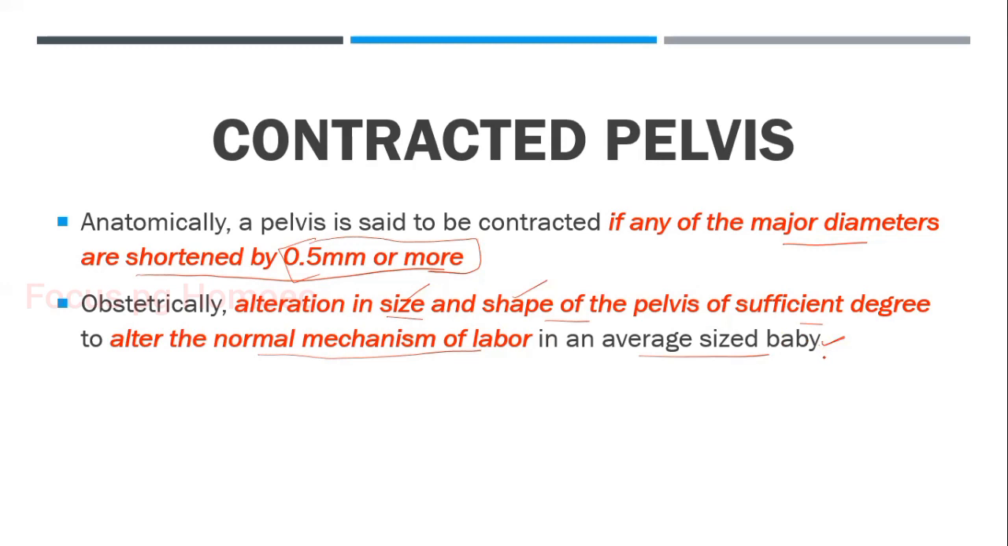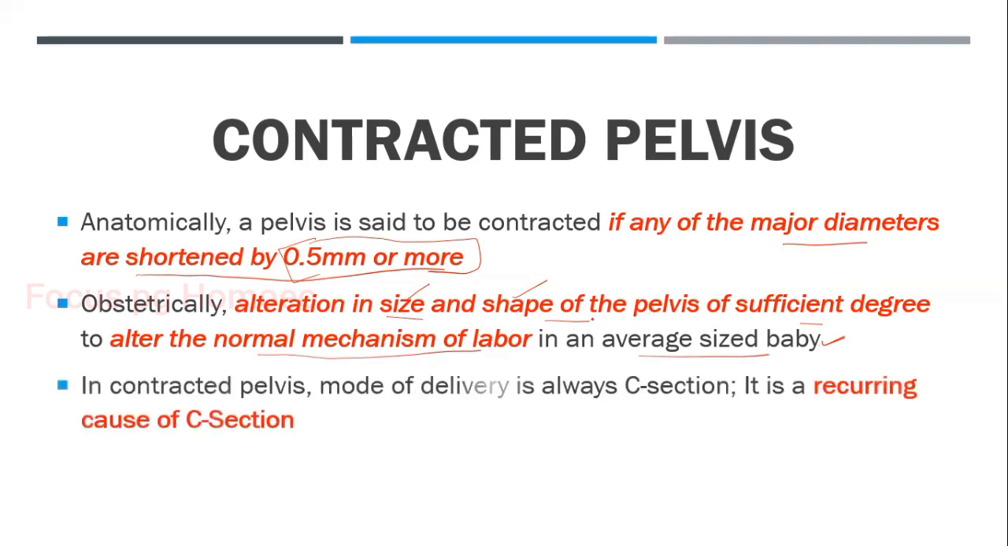So if the fetus is very normal in weight and there is a problem with the pelvis, then it becomes a contracted pelvis. There are instances where the baby is very overweight and the pelvis is normal, then also there is an alteration in the normal mechanism of labor, but here it is not a contracted pelvis. Whereas if there is an alteration in size and shape of the pelvis, then it becomes a contracted pelvis. And in contracted pelvis, the mode of delivery is always C-section, although nowadays mostly 90% of it is elective C-section.